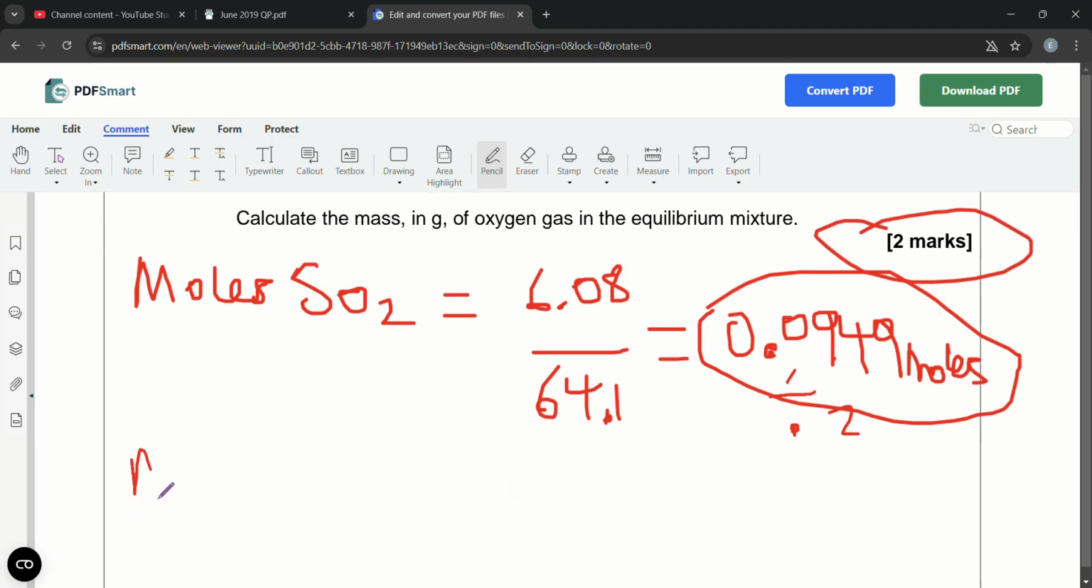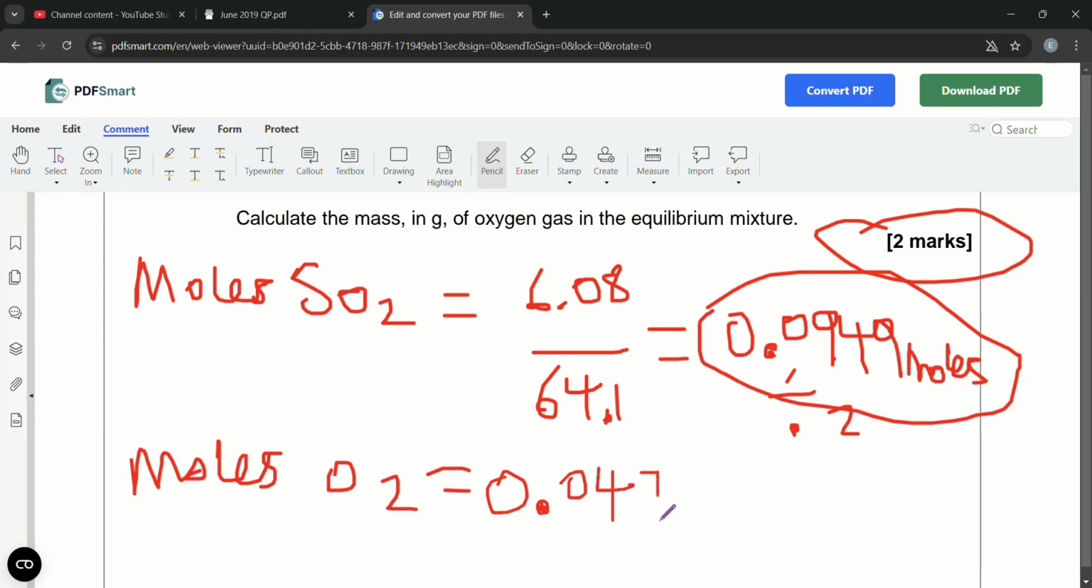So moles of O2 equals 0.0949 divided by 2, which is 0.04745.